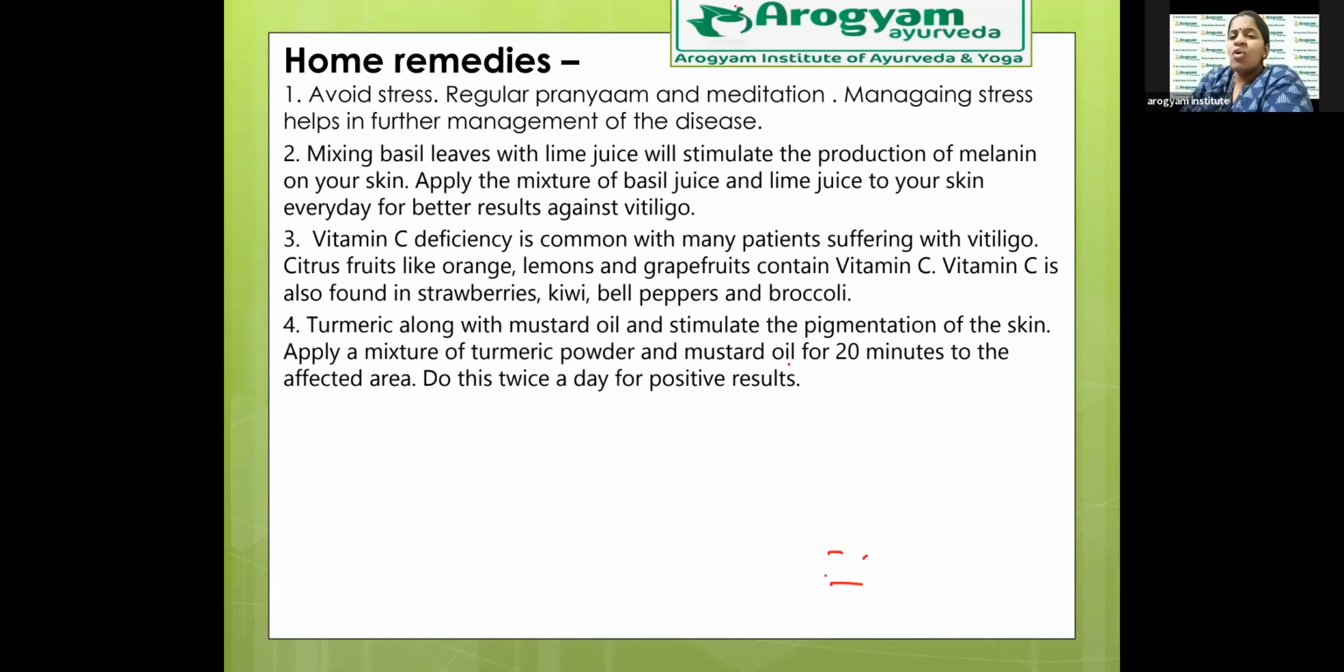Vitamin C deficiency is common with patients suffering from vitiligo. इसके लिए आप citrus fruits like oranges, lemons, grapefruits you can consume. All these contain vitamin C. Vitamin C is also found in strawberries, kiwi, bell peppers, and broccoli. Right? Then turmeric along with mustard oil can stimulate the pigmentation of the skin. Apply a mixture of turmeric powder and mustard oil for 20 minutes to the affected area. Do this twice a day for positive results.